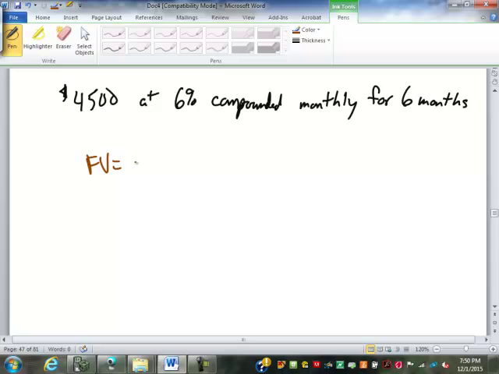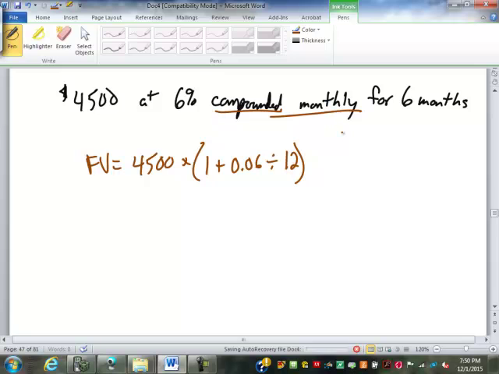Our future value is going to be that 4,500 times 1 plus 0.06 divided by, now does it matter here that it's less than a year? Not at this point. It's still compounded monthly, so we're going to divide by 12, because the 6% is still annual, it still gets divided up by 12 months. Where the less than a year matters is in our power, because it's not going to be the power of 12 since it doesn't go for a full year. It's only going to be for 6 months. So how many periods? Monthly for 6 months is 6 periods.